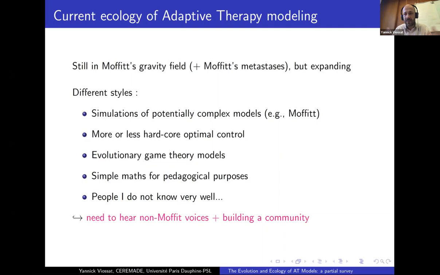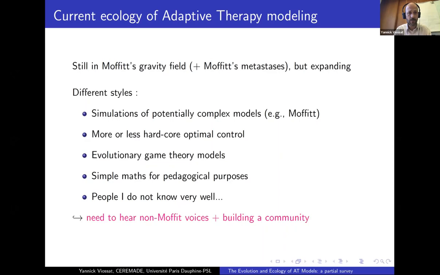And also people that I don't know very well, but I'm sure they do lots of interesting and complementary things. Because the field is still pretty much centered on Moffitt, it is important to hear non-Moffitt voices. And that's why we invited many people who are not from Moffitt to this workshop. But because the field is expanding, it is also important to build a community. And that was another motivation for this workshop.